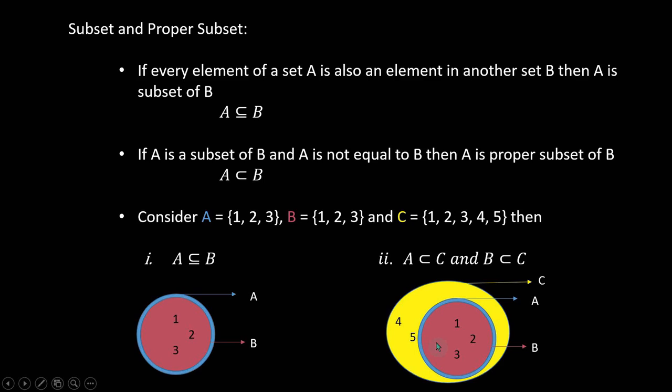In other words, we can say set C is a proper superset of sets A and B. The next one is the universal set.